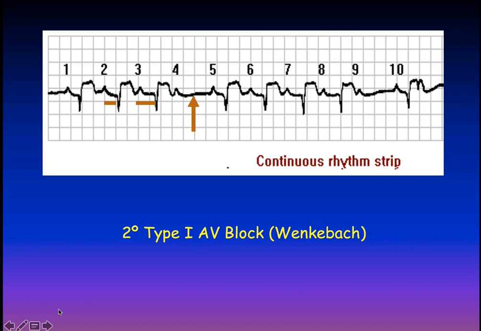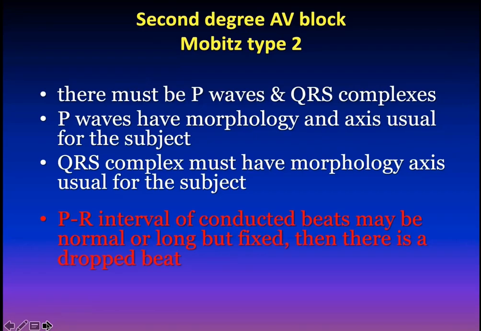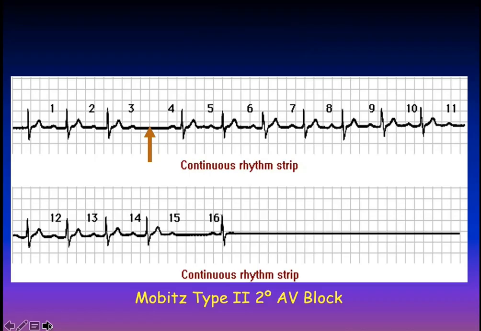And the difference between type 1 and type 2 Mobitz is, in Mobitz type 2, there is a fixed PR interval. It means that the PR interval is not prolonging, not like in type 1, but there is also a dropped beat. So you will note that the PR interval here is the same as the PR interval here. However, there is a dropped beat. So this is 0.28, this is also 0.28, and there is a dropped beat. So that is the difference between type 1 and type 2 Mobitz, and the difference between first degree and second degree AV block is there is a dropped beat.